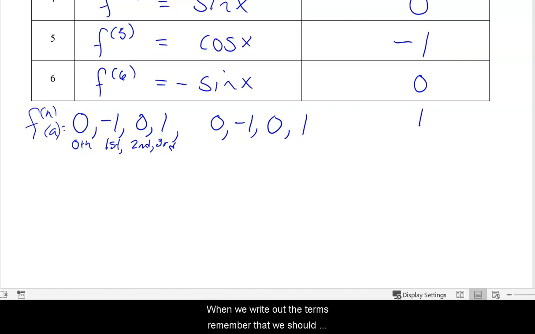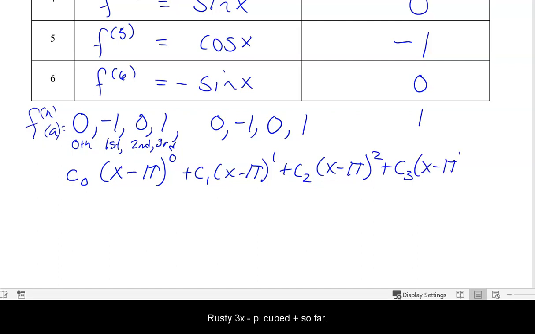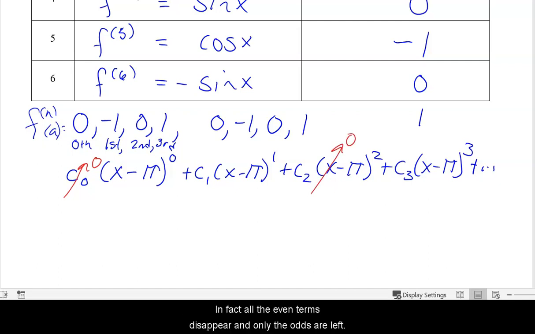When we write out the terms, remember that we should have C0 times x minus the center, which is pi, to the 0, plus C1 times x minus pi to the first, plus C2 times x minus pi squared, plus C3 times x minus pi cubed, and so forth. You'll notice now that the C sub 0 is 0, and that's going to make that term disappear. The second is also 0, so it disappears. In fact, all the even terms disappear and only the odds are left.